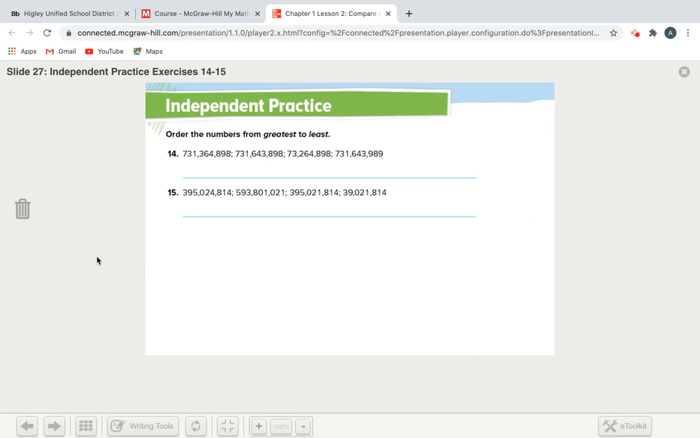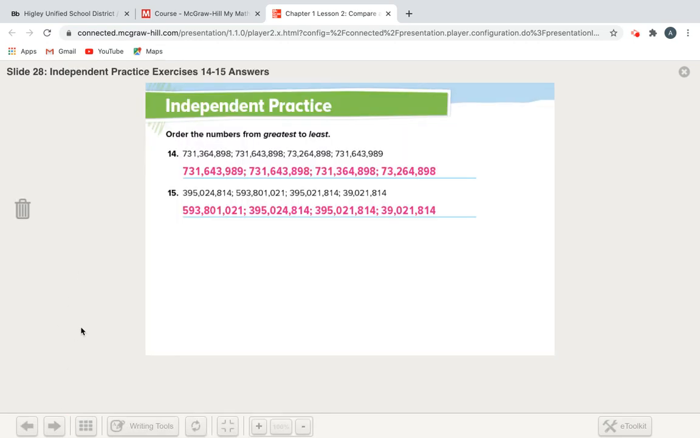Two more problems, same idea, still order the numbers from greatest to least. Push pause, and when you're ready to move on, push play. Here they are. How are you doing? Check in with yourself. If this is a struggle, please let me know. I can help you. If you're doing great, then you can go ahead and continue on. Check your answers carefully and push play when you're ready.